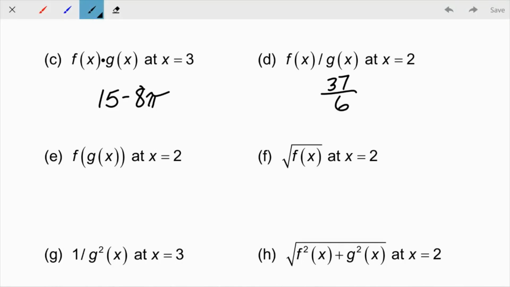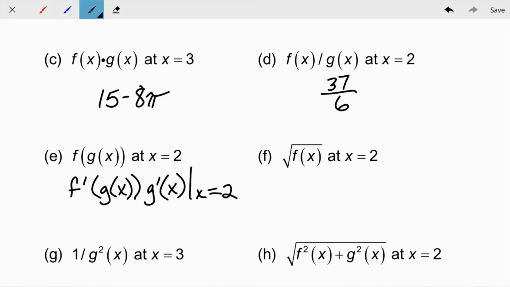If I take the derivative here, remember, it's just working from the outside in, I would have f prime of g of x times g prime of x. Okay, now I want to evaluate that at the point where x is equal to 2. So if I evaluate that at x is equal to 2, I'm going to get f prime at g of 2 times g prime at 2.